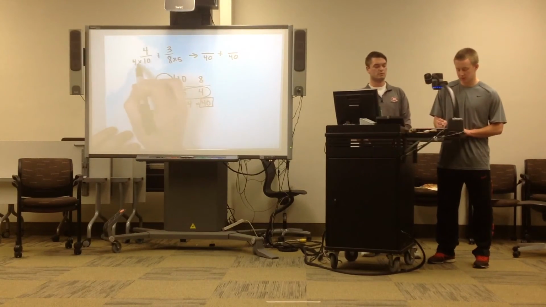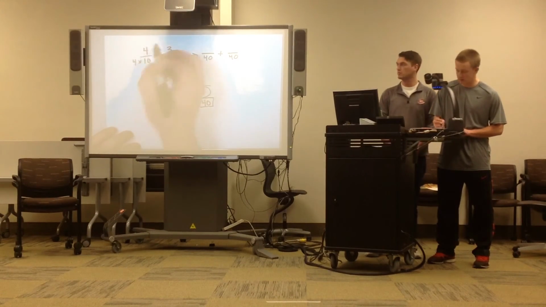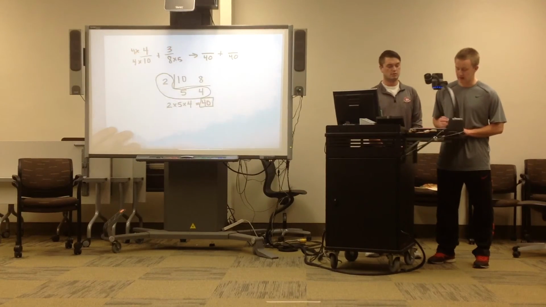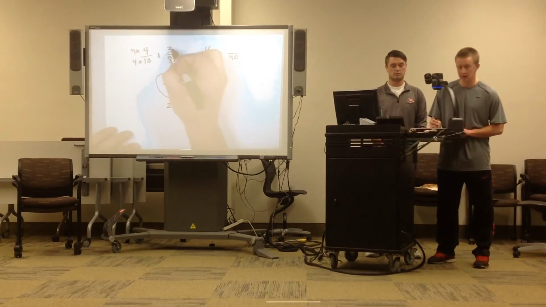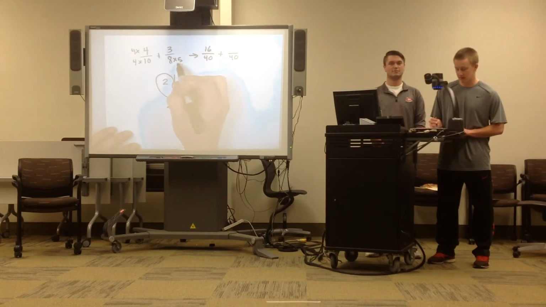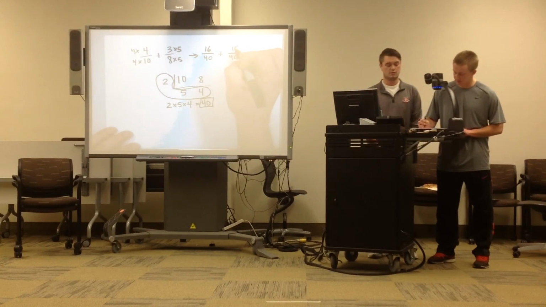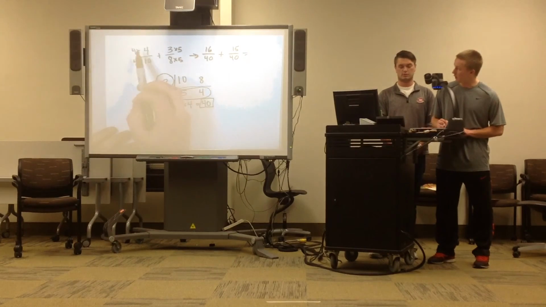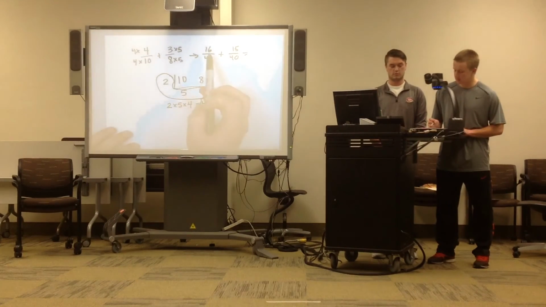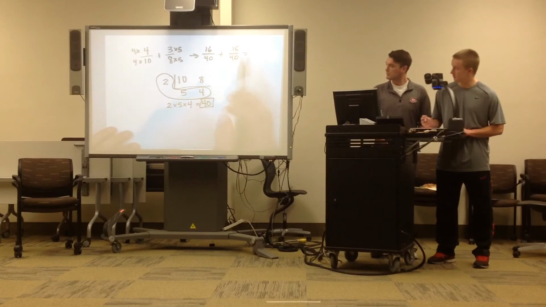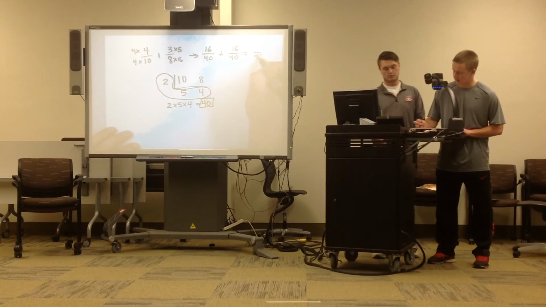Since we multiplied on this side by 4, we need to also multiply 4 on the top, which would get us 16. And since we multiplied 5 on the bottom here, we need to multiply by 5 again on top, which would get us 15. So our 4/10 plus 3/8 turns to 16/40 and 15/40, which gives us an answer of 31/40.